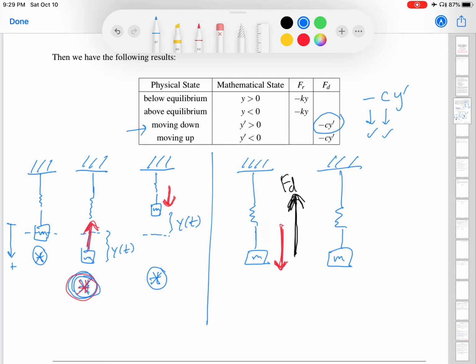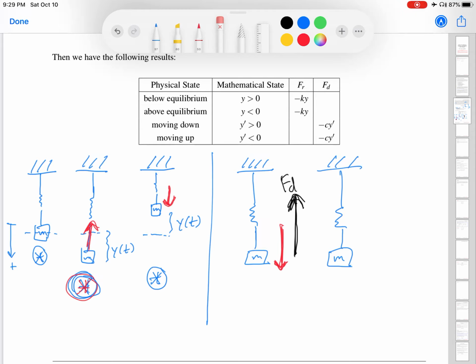C is positive, so it does not change the fact that it's negative, check. And then y prime is positive, check. So the product of these three terms is indeed negative, which is the direction we want this damping force to point. So we do get the correct direction and magnitude by keeping it in that form. So now we'll redo the analysis for the mass moving up.